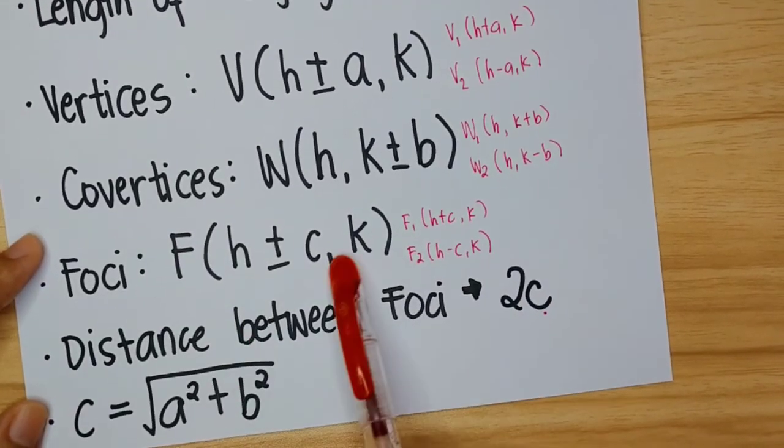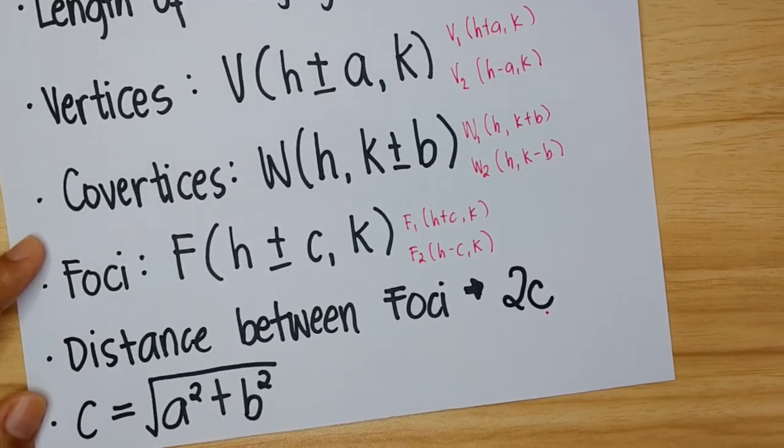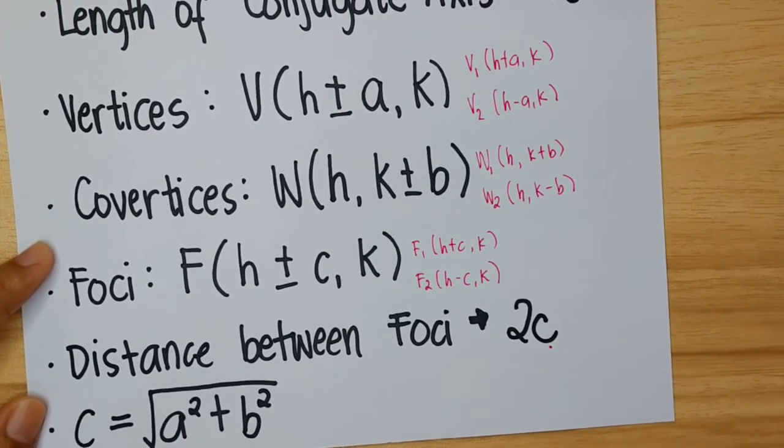Okay, but paano natin hanapin yung C? So, we have here the formula that is C is equal to square root of A squared plus B squared. Or we use the Pythagorean theorem.